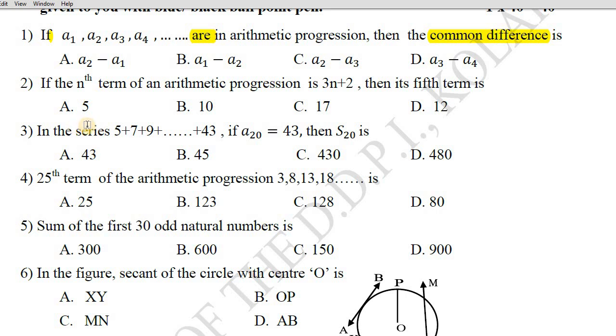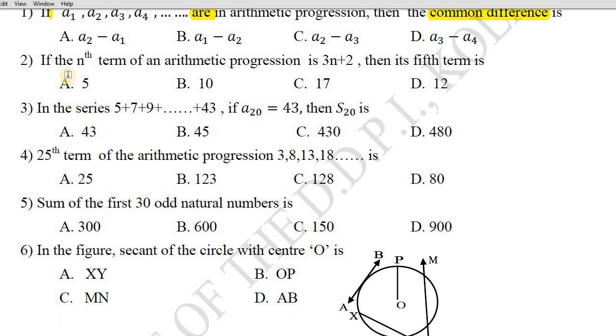Option A is right. Next, let us see the second question, children. If nth term of an arithmetic progression is 3n plus 2, then its fifth term is. This kind of problem definitely will be there in the examination, children, because in all district question papers this kind of problem is repeated. So options are 5, 10, 17, 12. The nth term is given, and they are asking to find the fifth term. Hence in 3n plus 2, in the place of n, substitute 5. So 3 fives are 15, 15 plus 2 is 17. Hence here the correct option is C.